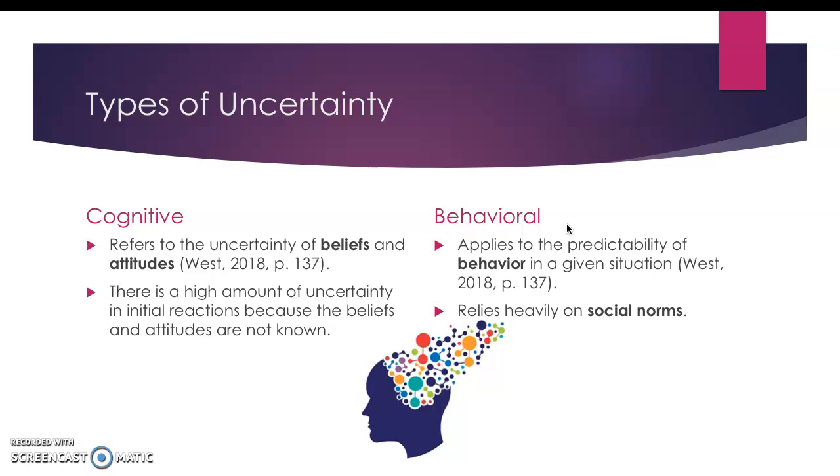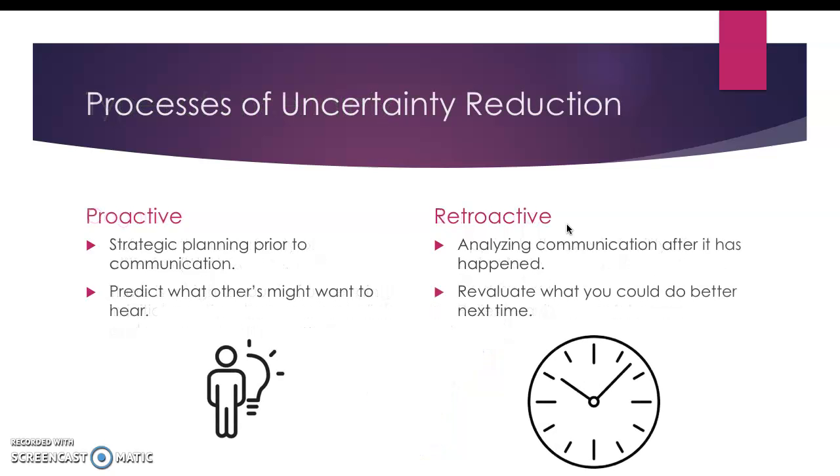And the two types of uncertainty are cognitive and behavioral. So cognitive is going to refer to the uncertainty of beliefs and attitudes. And this is where there's a high amount of uncertainty in initial reactions because the beliefs and attitudes of the other party are not known. So it's hard to guess that unless there are telltale signs. And then in the behavioral, this applies to the predictability of behavior in a given situation. So obviously, this is going to rely heavily on the social norms and rules. And if somebody isn't behaving those correctly, then it's going to be a high degree of uncertainty.